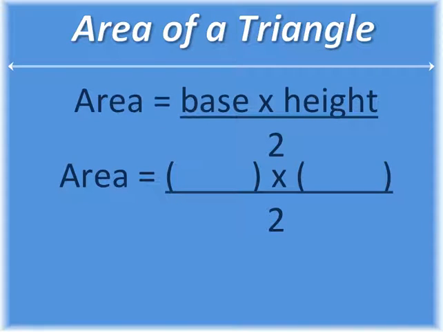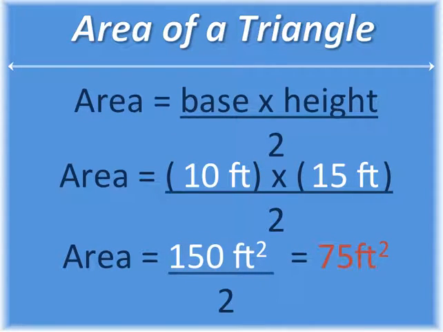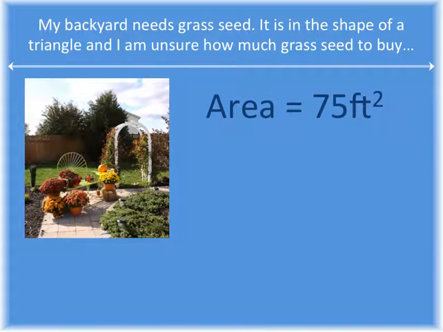So if we go ahead and use this formula, we can plug in the base of our triangle and the height of our triangle to figure out what the area of our backyard is. So 10 times that 15, we're going to get 150 feet squared divided by 2. So that means our area is 75 square feet.